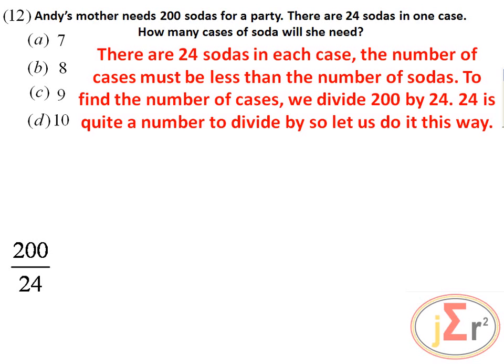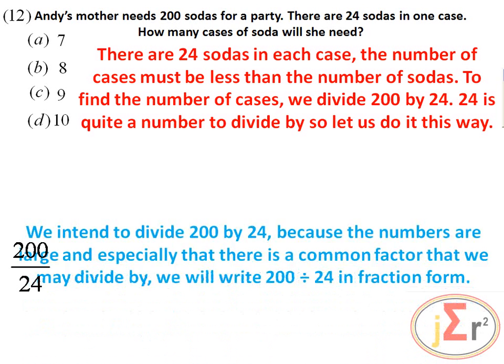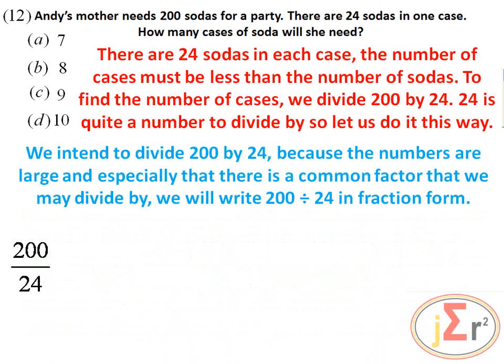So we say 24 is quite a number to divide by. So let us do it this way. So instead of dividing 200 by 24, we realize that 200 and 24, they have what? Common factors. So tell me a number that you know that can go into 24 and it can go into 200. Jerry? 4.